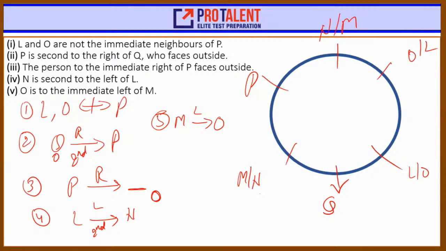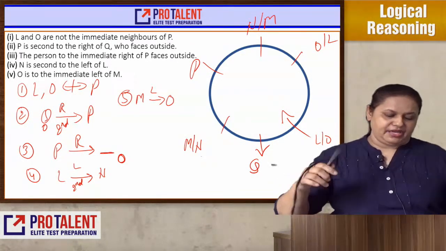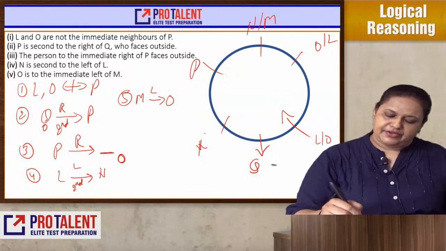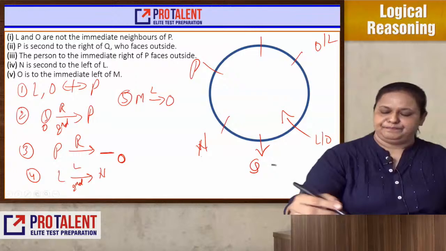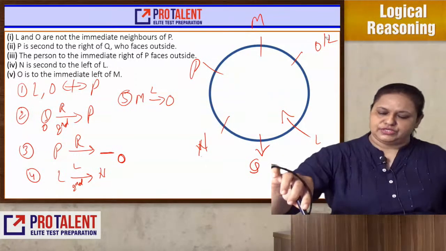Alright, then immediate neighbor of this, L is on the left side of L, at the second position N is there on the left side. So it means what? L has to face inside, and on the left side, what has to be there? N. So I am done with this. If here is N, so here it is going to be M, and L is here, so O is going to be here.